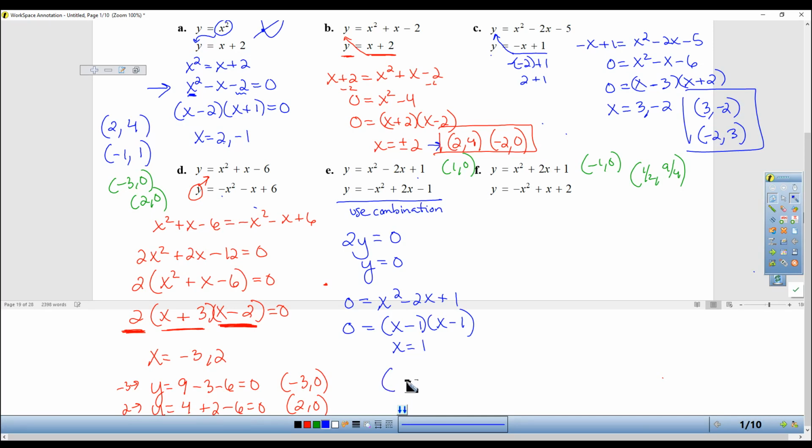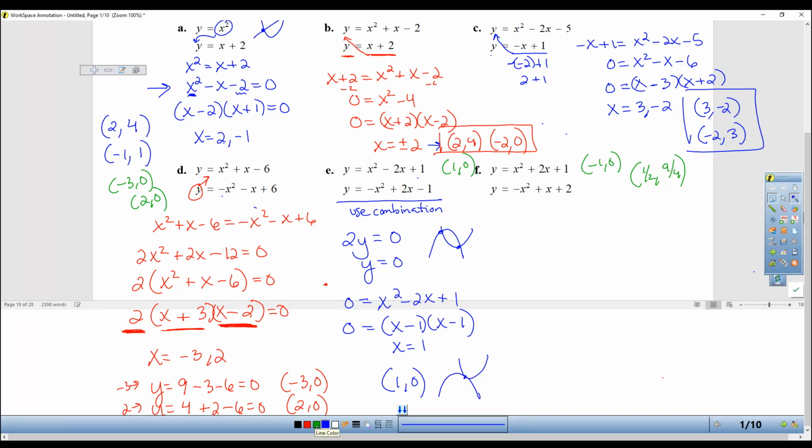So I only got one answer to this one, which means these two must just touch at that point instead of actually intersecting. They're both parabolas. So normally I would expect them to have 2 answers, but there's only one answer. So these 2 parabolas must somehow just barely touch.